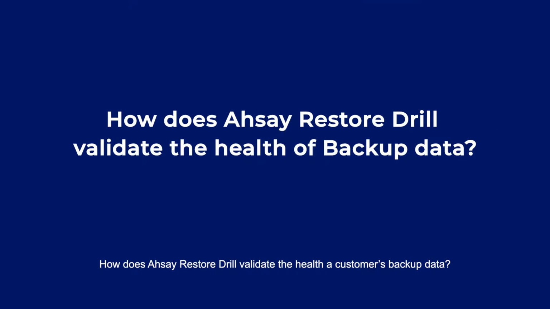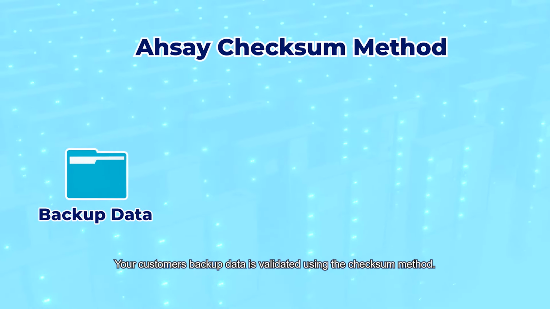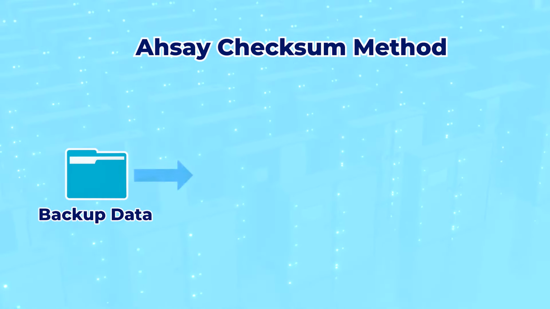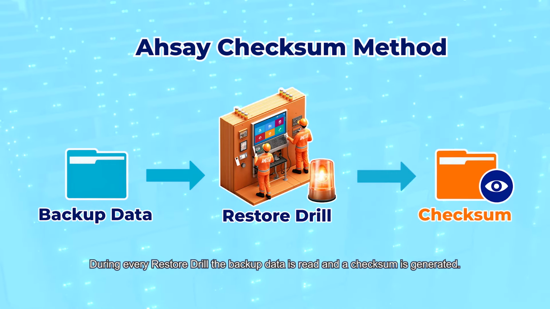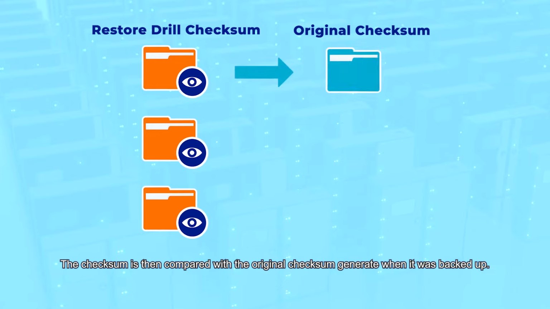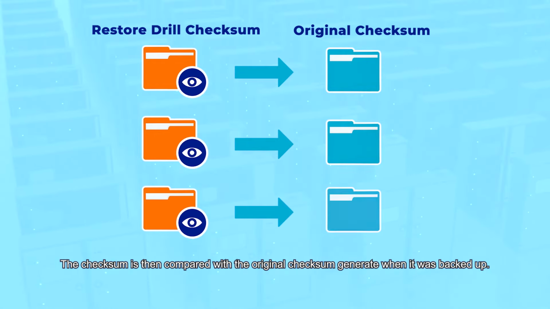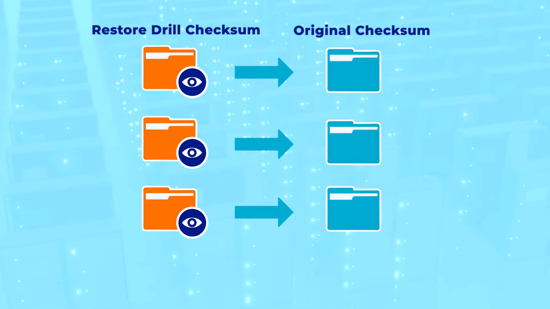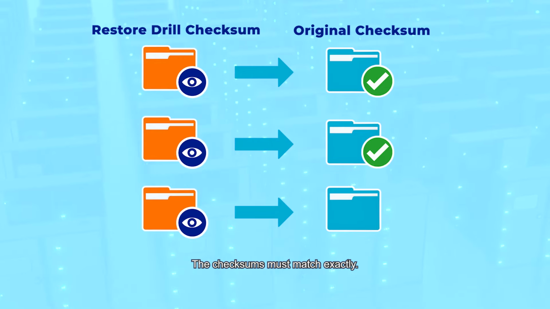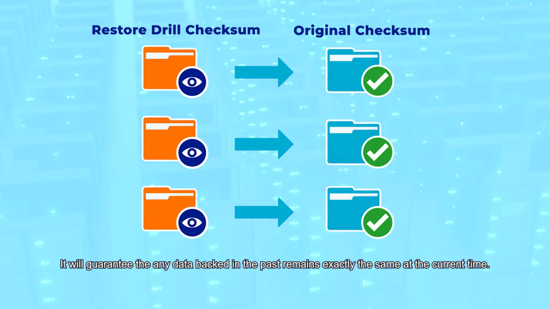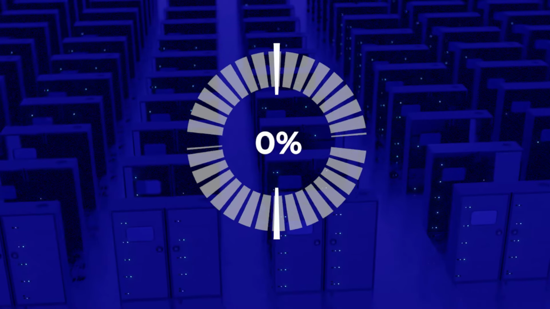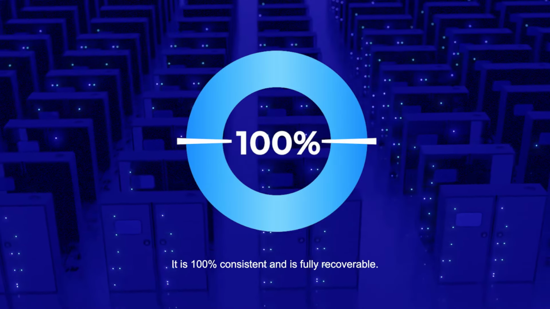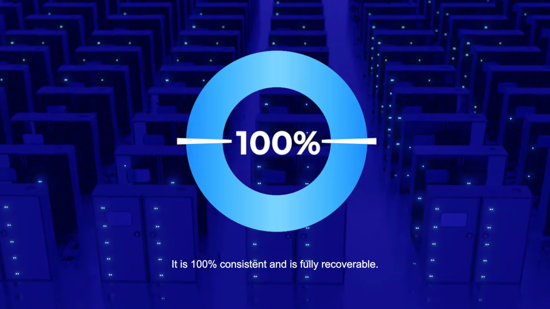How does the Ahsay Restore Drill validate the health of a customer's backup data? Your customer's backup data is validated using the checksum method. During every restore drill, the backup data is read and the checksum is generated. The checksum is then compared with the original checksum generated when it was backed up. The checksums must match exactly. This will guarantee that any data backed up in the past remains exactly the same at the current time. It is 100% consistent and is fully recoverable.